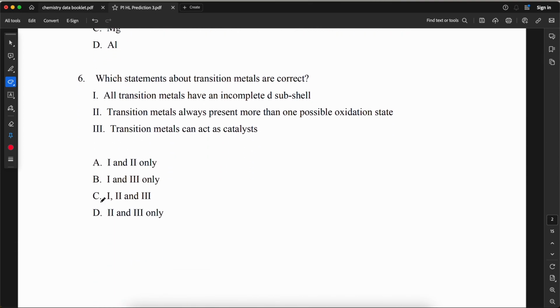Which statements about transition metals are correct? All transition metals have an incomplete d subshell. That is not really correct, because transition metals can have an incomplete d subshell or give cations with an incomplete d subshell. So it's not fully correct. Second option, transition metals always present more than one possible oxidation state. That's correct. For example, Cu+, Cu2+. Transition metals can act as a catalyst. That is correct as well. So the answer is D.